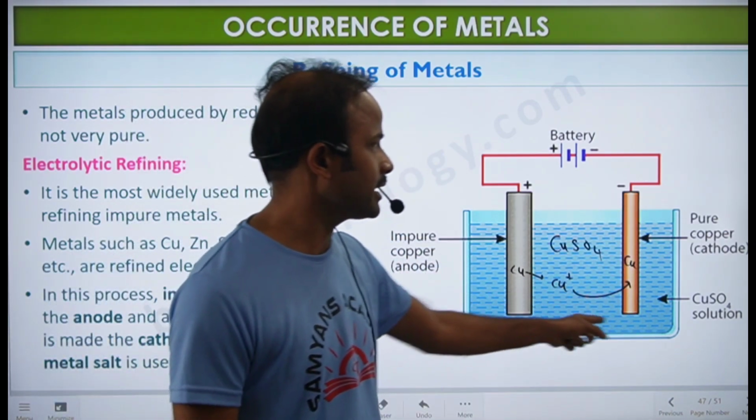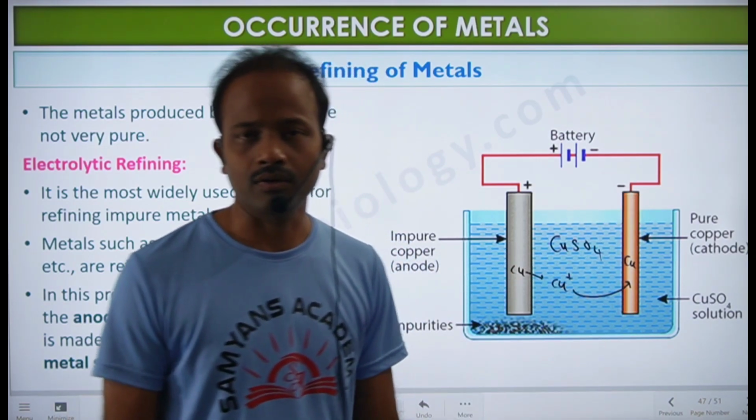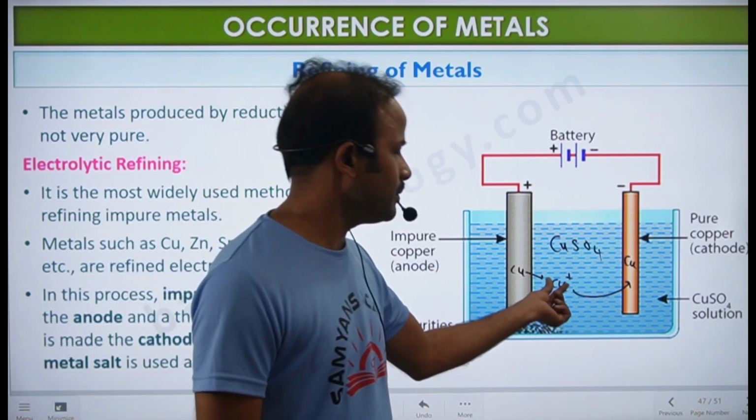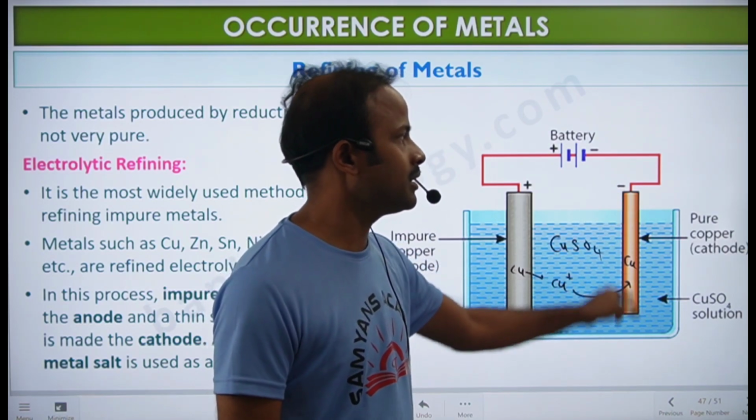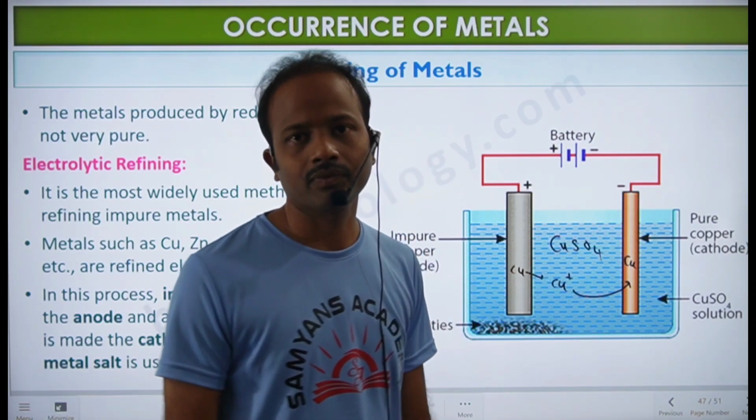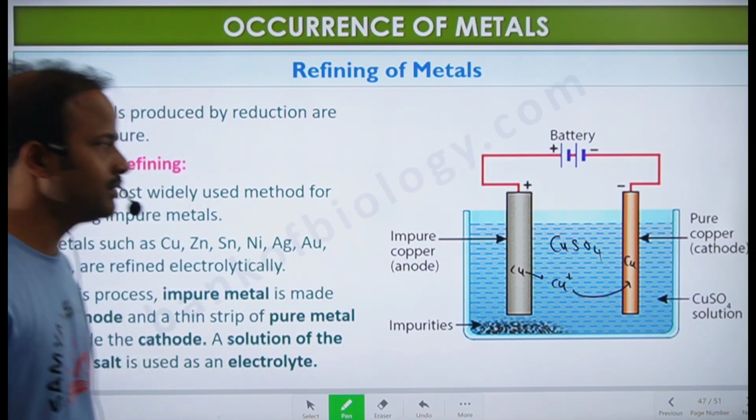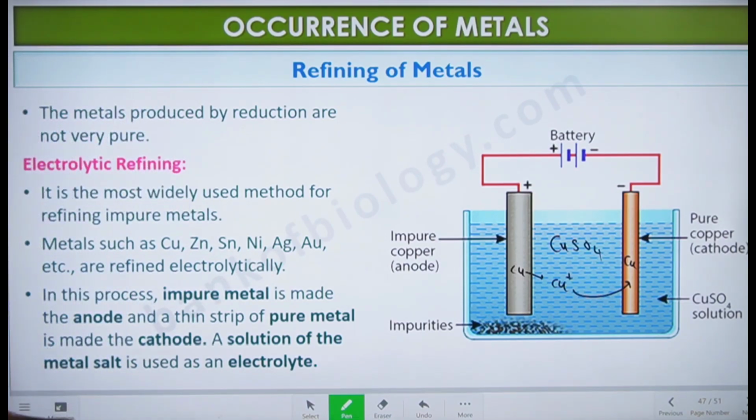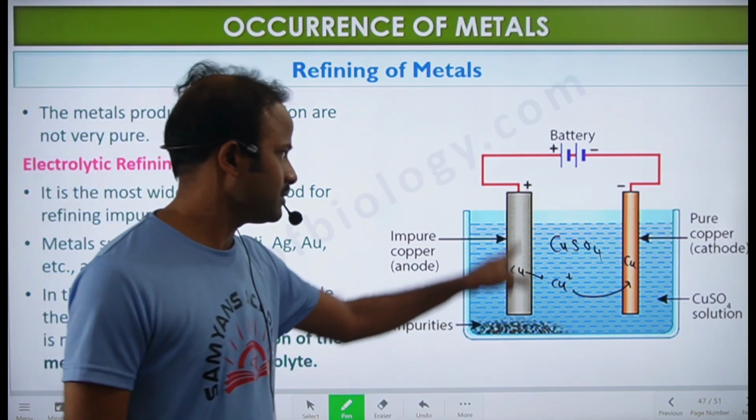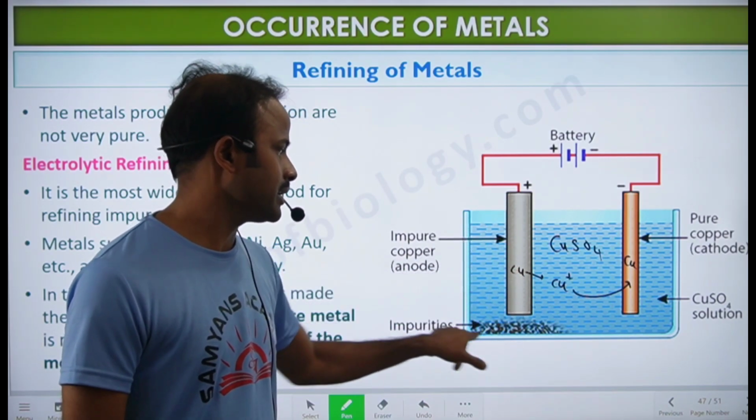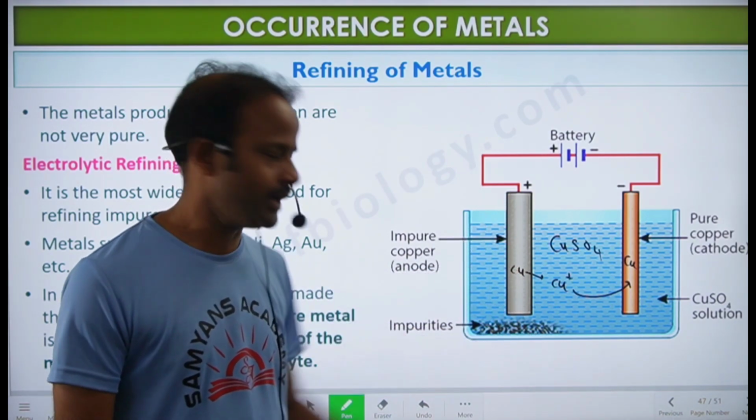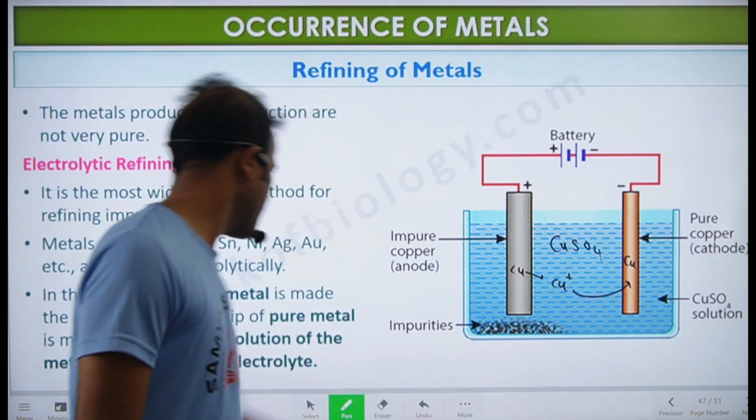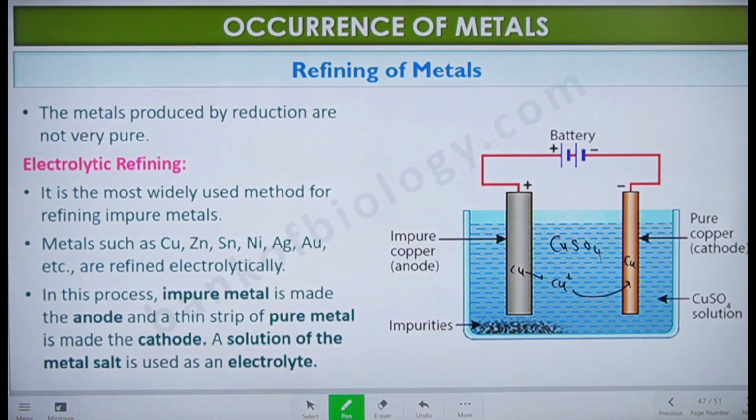Cu plus is attracted towards the negative electrode, right? In this way, pure copper gets deposited on this thin strip. So in this way we are refining the metal. The impurities that were in this electrode are collected at the bottom of the vessel, right? Here we can see these impurities. So in this process we have purified the metal.